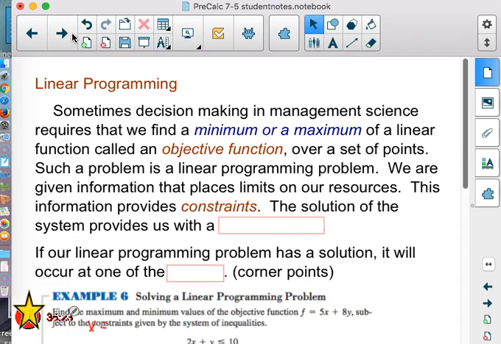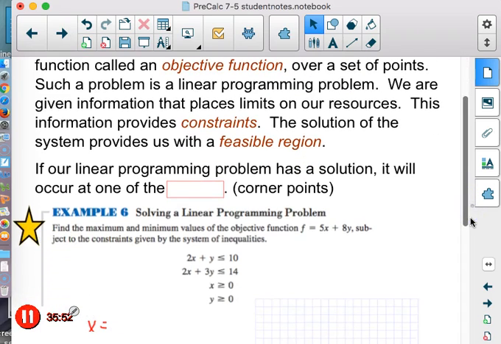The solution of the system provides us with a feasible region. When something is feasible, that means it's doable. So our double shaded, triple shaded, quadruple shaded region will be called a feasible region. That means you could operate anywhere in that feasible region. But generally only one of them will give you the maximum benefits or the minimum costs. And all of those always occur at the vertices of the shape once you have the feasible region. So if our linear programming problem has a solution, it's going to happen at one of the vertices.